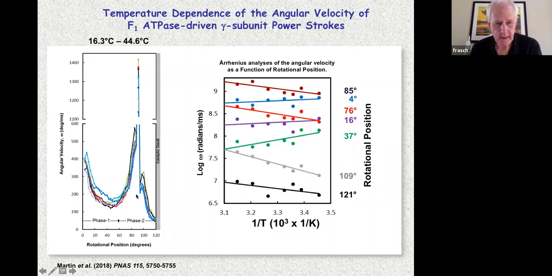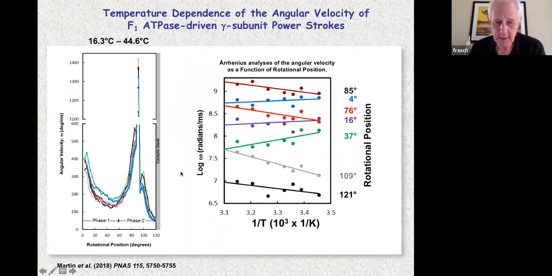So now for each different rotational position, we could construct an Arrhenius plot. And of course, in introductory biochemistry, it's typically taught that when the temperature goes up, the rate of an enzymatic reaction will double for every 10 degrees increase. And so certainly up here during phase 2, we did see that occur.